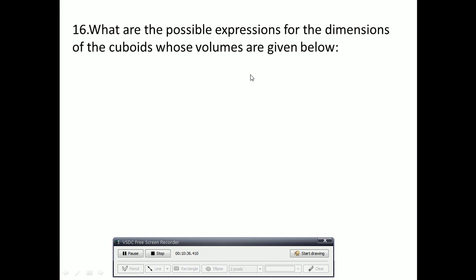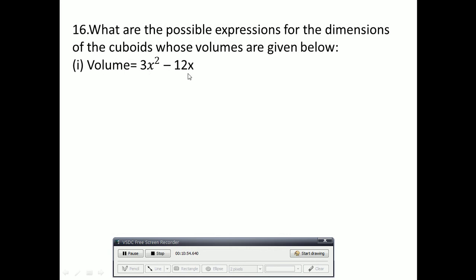Students, in cuboids there are three dimensions. These are length, breadth and height. A box, we can take cuboid as a box. Box is a cuboid. So in a box there are three dimensions: length, breadth and height. So what is our question? We have given the volume of the cuboid.